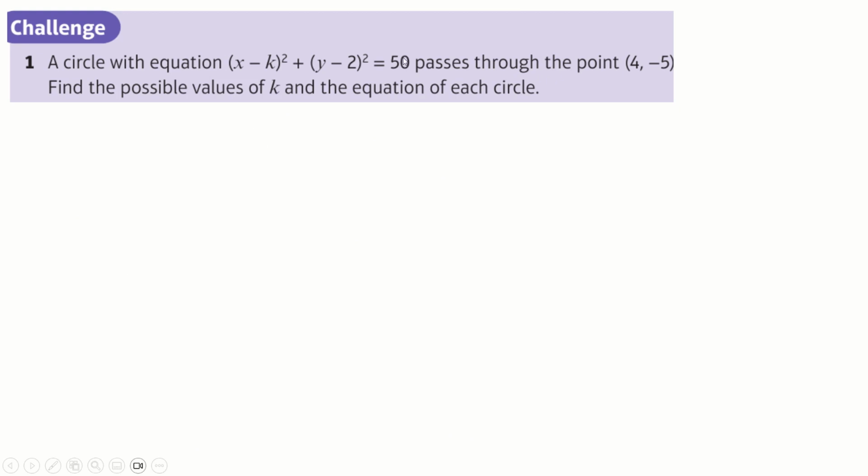Circle with equation like this, so finally doing a circle question at least. So this is the equation, passes through this. So this means when x is 4, y is minus 5, so just put that information in and solve for k.